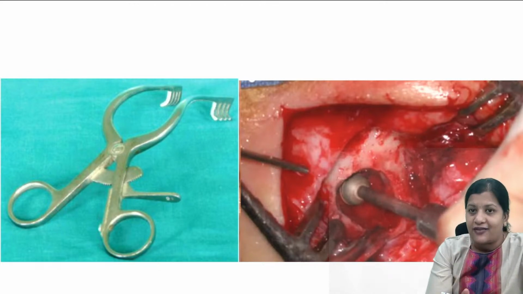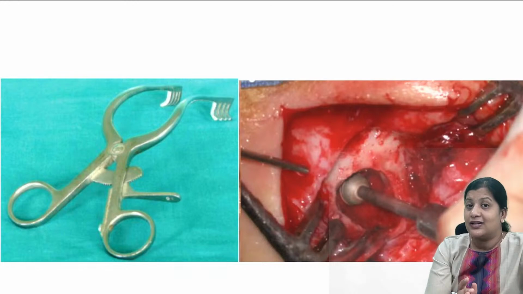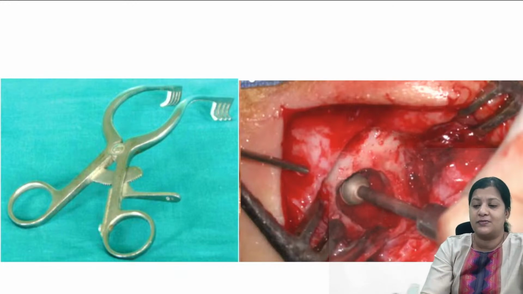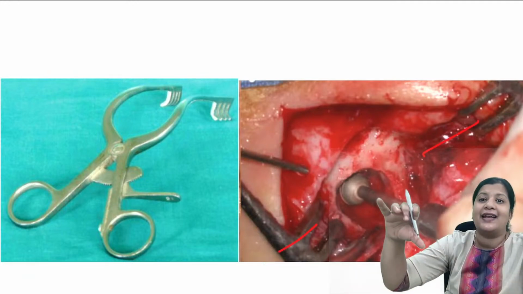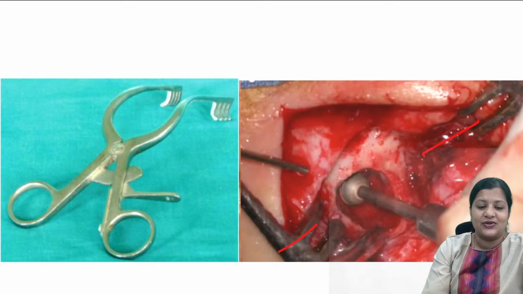This is also asked in FMGE. So this is an instrument that is a must know for all of you. So you see that the bone is being drilled. This is your mastoid bone, and to expose the mastoid bone, the skin and subcutaneous tissue are being retracted. What is the name of this instrument? Yes, this is a mastoid retractor.